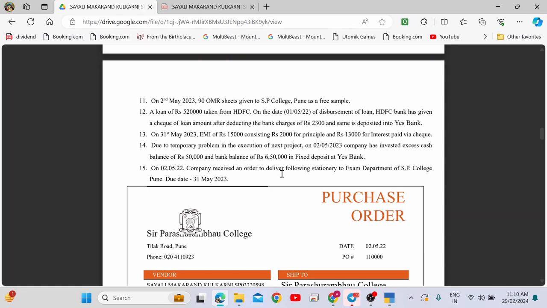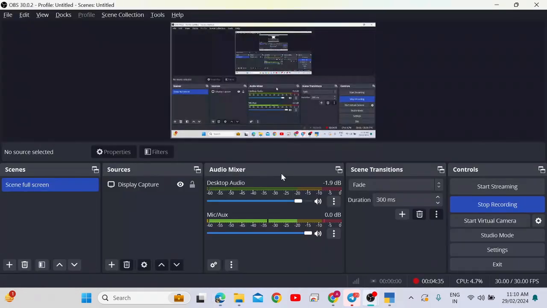And SP will not give you any money. You know, this is SP College and government. You will never get money from SP. Therefore, you have to reverse the SP College ledger. And how can you reverse it? By giving debit to advertisement and credit to SP, you can reverse it. Now, let's go to Tally.